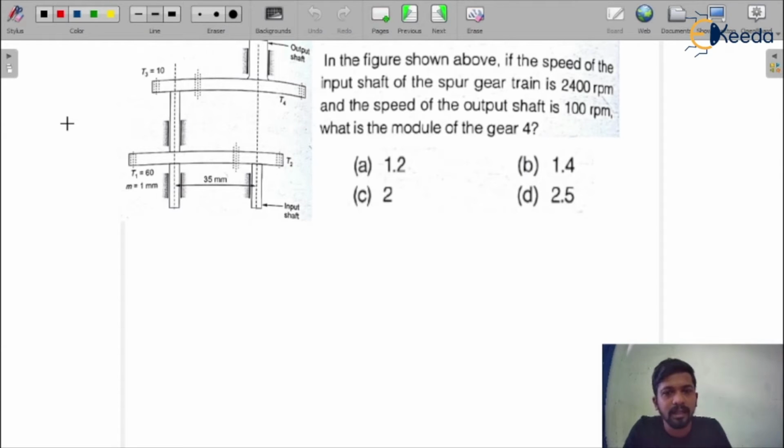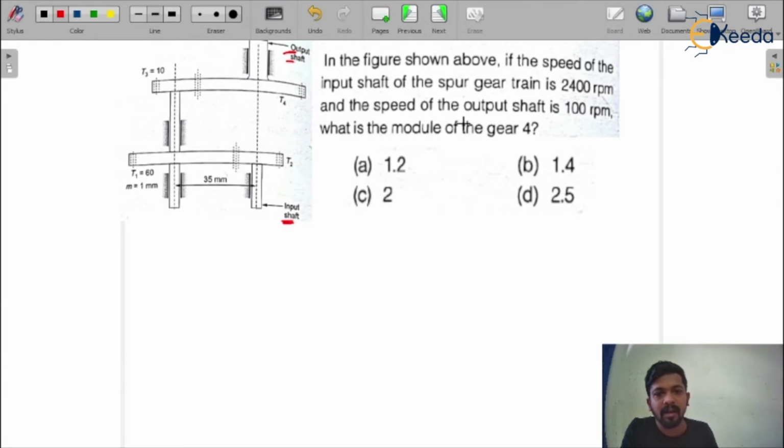In the question, it is given that in the figure shown above, the speed of the input shaft of the spur gear train is 2400 rpm. The input shaft is here and the output shaft is here. We want to transmit the power from the input shaft to the output shaft. What is the module of gear 4? It is asking about the module of gear 4.